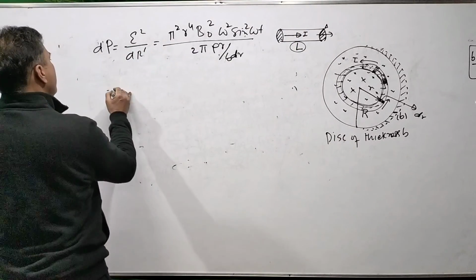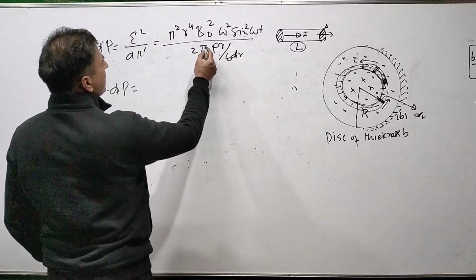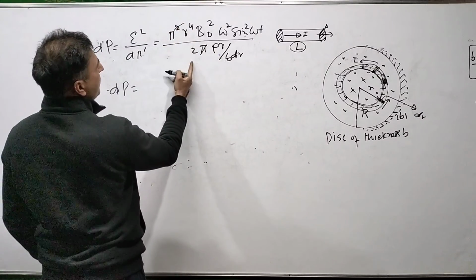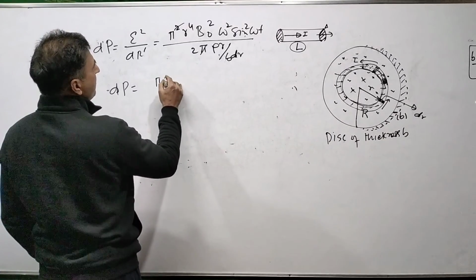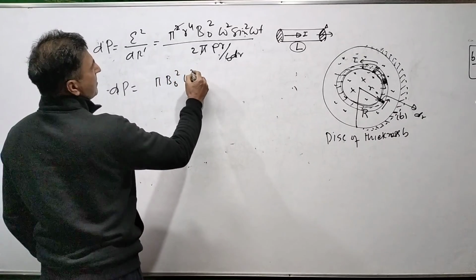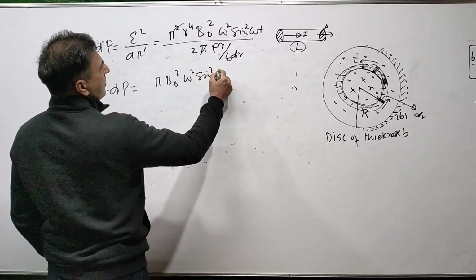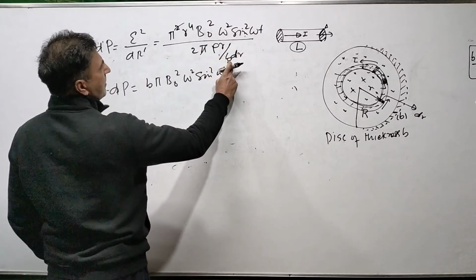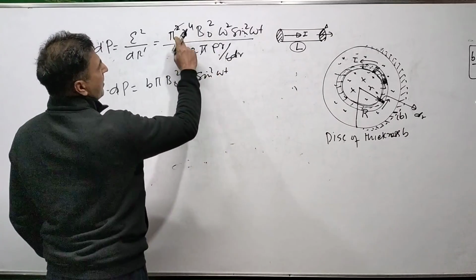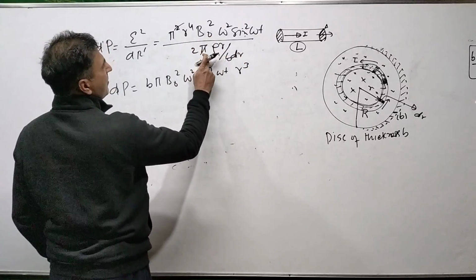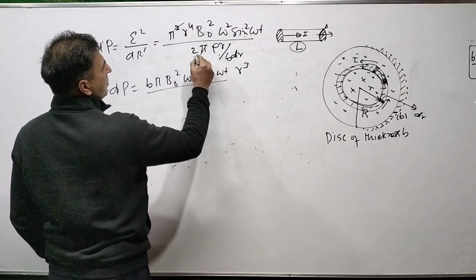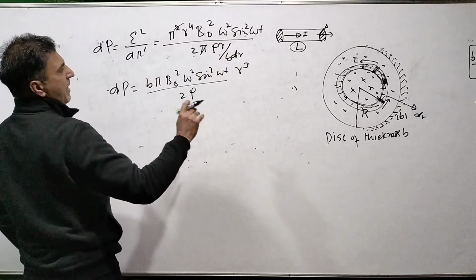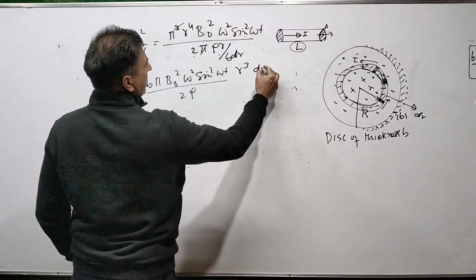So what should I write? So dP is equal to, this gets cancelled, or it will become r cube here. It will be pi b B zero squared omega squared sin squared omega t, b is here, write b here. R was here, I will write r cube there, one r cancels, divided by 2 rho. B is here, pi is here, and dr is here.